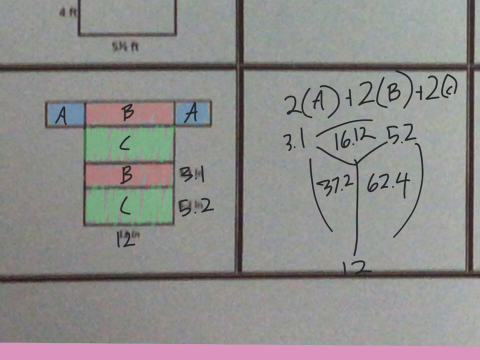Now, since there are two of those measurements, two of those shapes, what I can do is add these up and times by 2. So I'm going to go 16 and 12/100 plus 37 and 2/10 plus 62 and 4/10 and hit enter, then times by 2, and I get 231 and 44 inches squared. Okay, so hopefully that makes sense. That's why we're going to practice this.